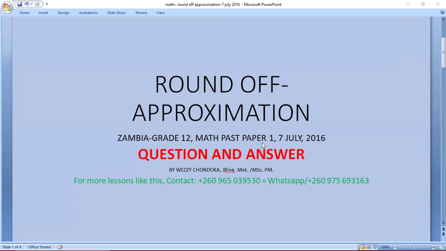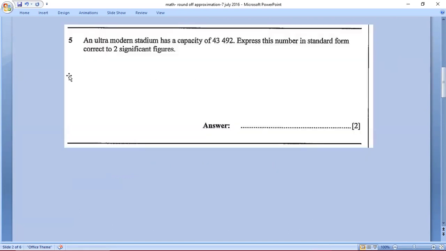This is from a paper that was written in 2016, on July 7th, which was actually under the GCE program. The question was question number 5, and it reads: an ultra-modern stadium has a capacity of 43,492. Express this number in standard form, correct to two significant figures. When they say standard form, this means standard scientific notation for numbers.